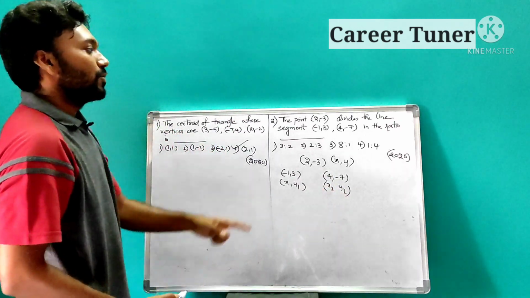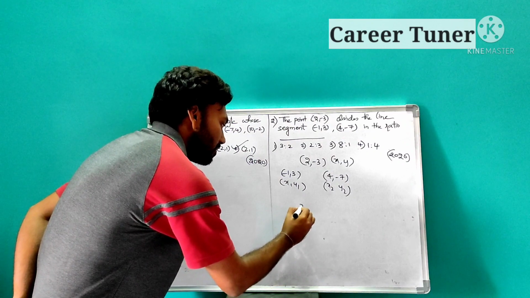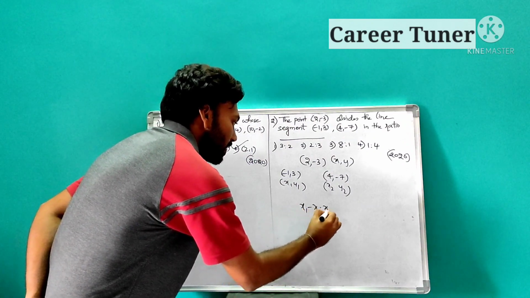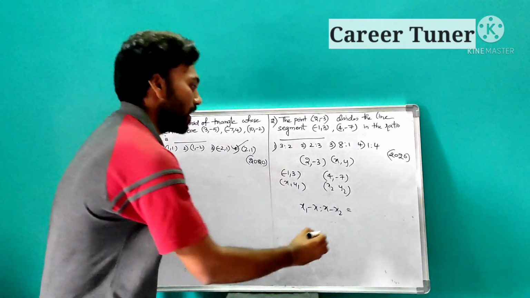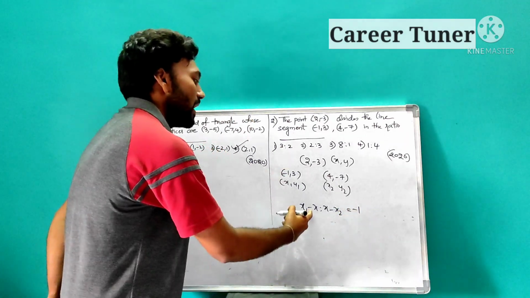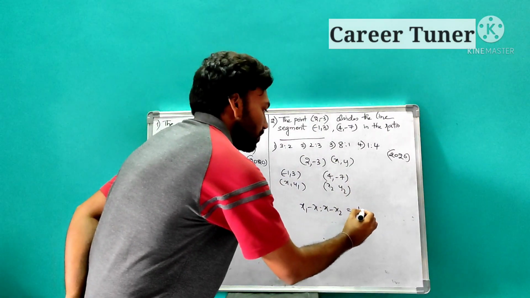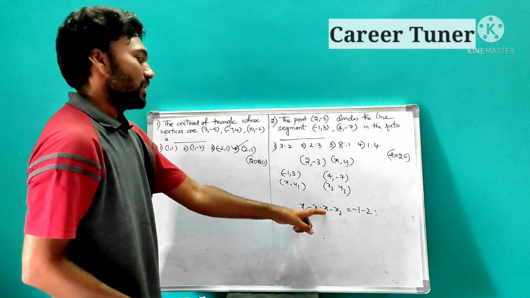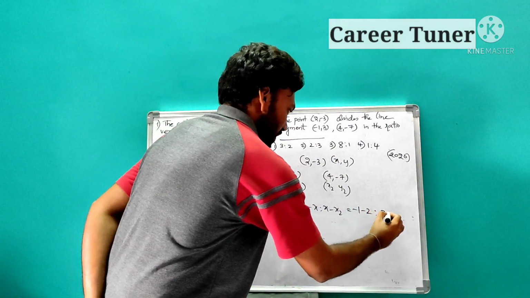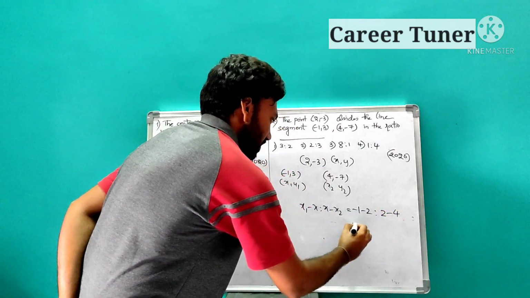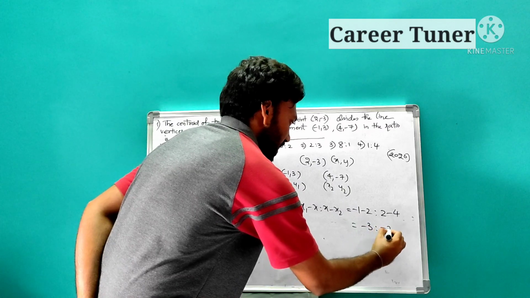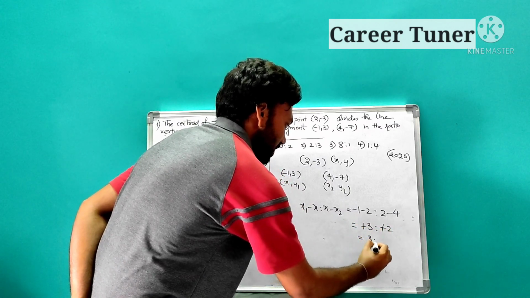Now how to find the ratio? Ratio is nothing but x1 minus x is to x minus x2. That's it. What is x1? Look here, x1 is minus 1, minus x. What is x? X is nothing but 2. What is x2? X2 is nothing but 4. That's it. Our answer is done. So minus 3 is to minus 2. Minus minus gets cancelled. Answer: 3 is to 2.